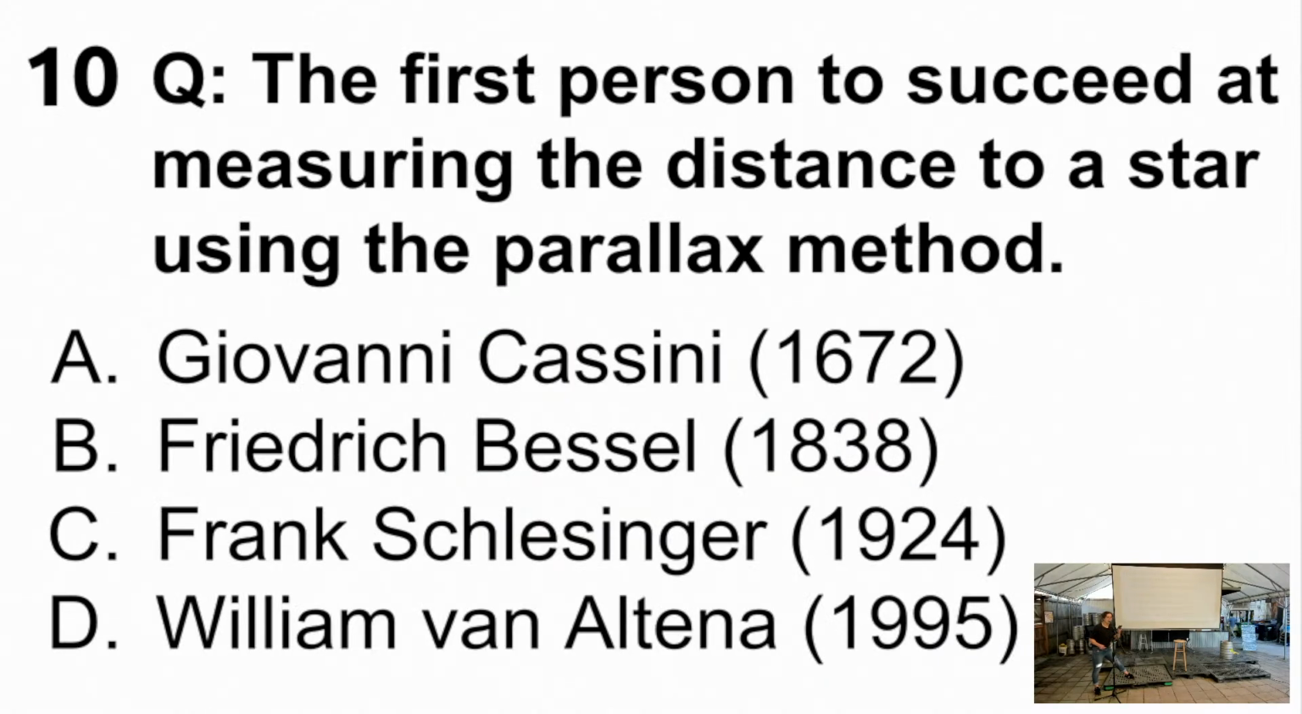Okay, question 10. The first person to succeed at measuring the distance to a star using the parallax method is A, Giovanni Cassini in 1672, B, Frederick Bessel in 1838, C, Frank Schlesinger in 1924, or D, William van Altena in 1995.